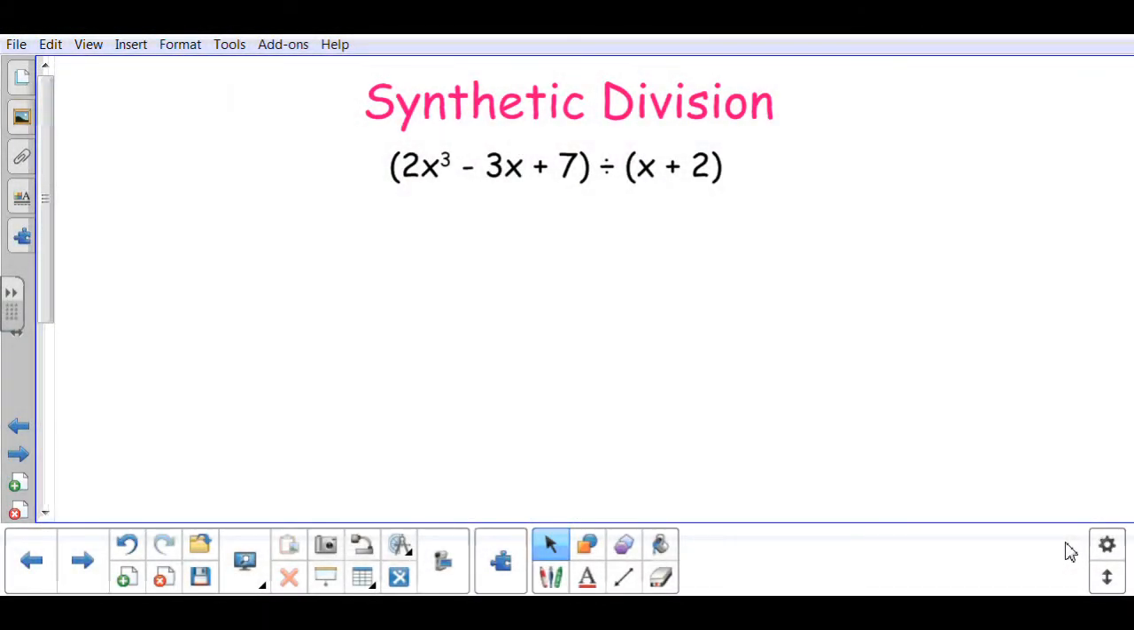Synthetic division is not quite the same division that you are going to remember from elementary school. Synthetic means fake, so we're really not going to be dividing at all when we do this.